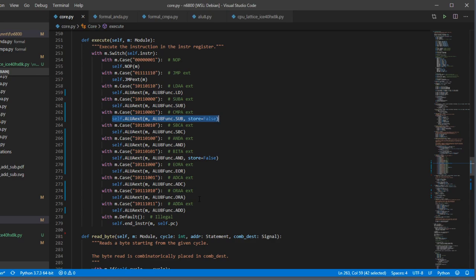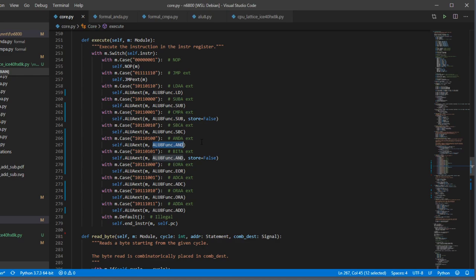Effectively, they put the accumulator on the ALU's input one, the operand on the ALU's input two, and then they possibly store the output of the ALU back into the accumulator. So that doesn't happen in two cases, namely for compare and bit. So I have this extra Boolean flag called store, which is by default true. And the second thing is that the only other difference is the function that the ALU is supposed to execute.